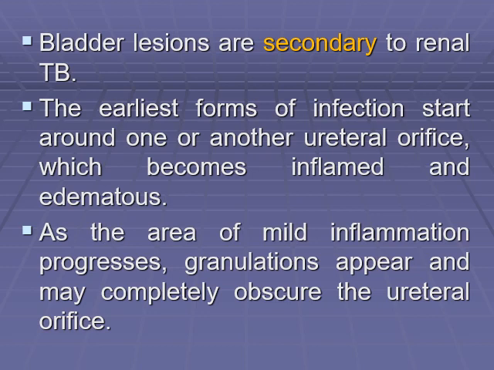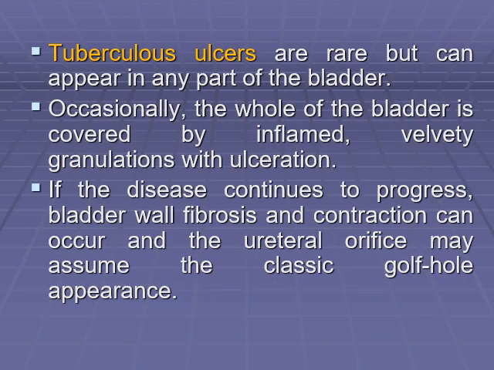As the area of mild inflammation progresses, granulations appear and may completely obscure the ureteric orifice. Tuberculous ulcers are rare but can appear at any part of the bladder. Occasionally, the whole bladder is covered by inflamed velvety granulations with ulcerations. If the disease continues to progress, the bladder wall starts to fibrose and contraction occurs, leading to reduced capacity of the bladder and dense fibrosis in the trigone, which causes what's called the golf hole appearance of the ureteric orifice.